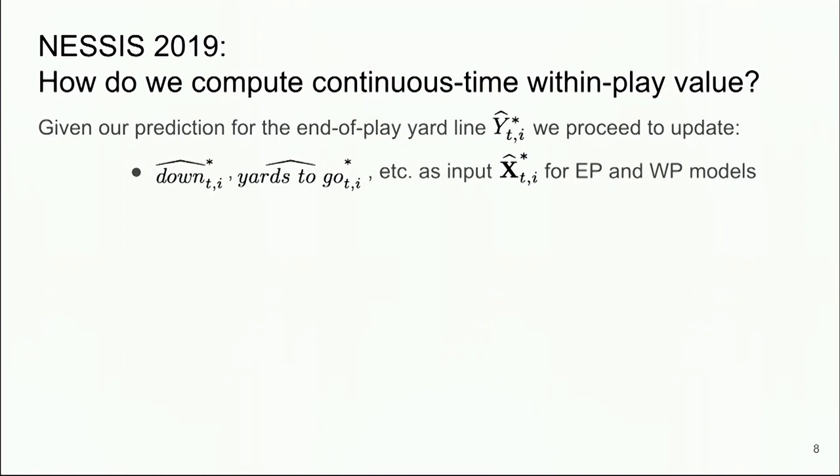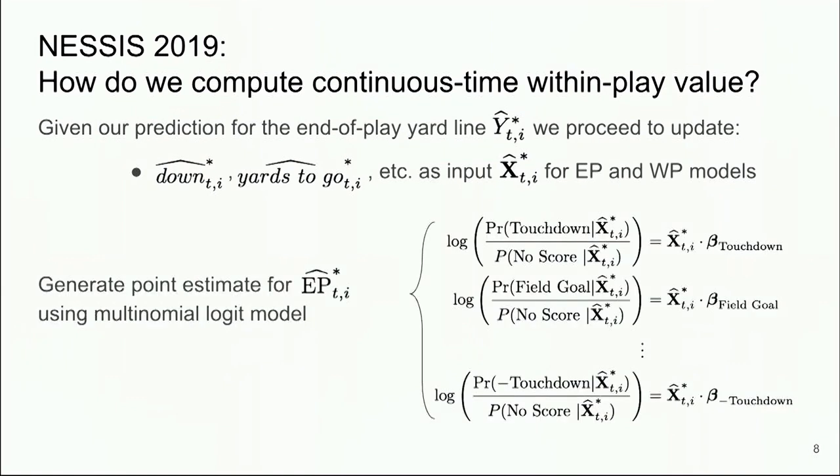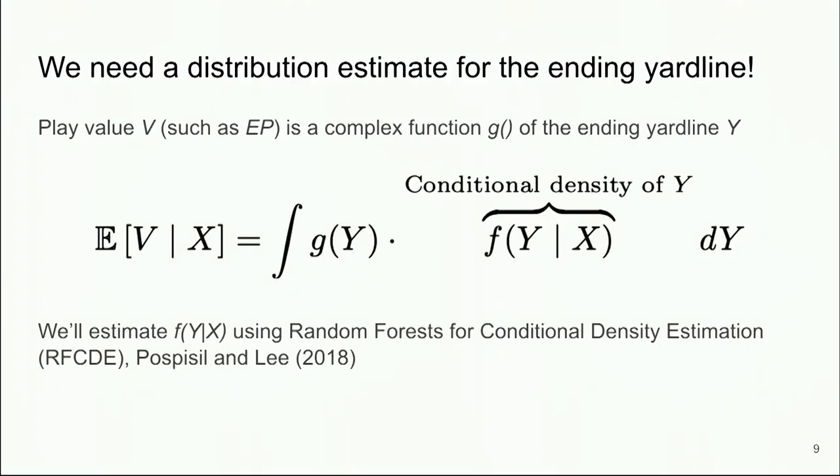In this case, my expected points multinomial logistic regression model: update my design matrix with the new ending yard line, spit out the new probabilities, accumulate, get an expected points value. What I care about is a full expected value of this utility function. So what we need is a full distribution estimate to integrate over. So G here is my expected points, win probability, whatever I want it to be. I'm just going to focus on expected points in this talk.